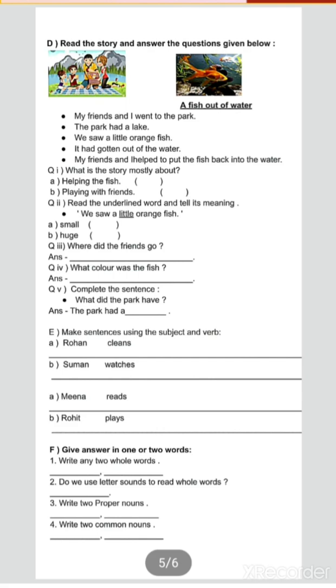Here, read the story and answer the questions given below. Here is a story written. Some pictures about the story are also given. So you have to read the story carefully, and afterwards you will do the answers. So let's read the story now. Here is a picture in which some friends are on a trip. My friends and I went to the park.